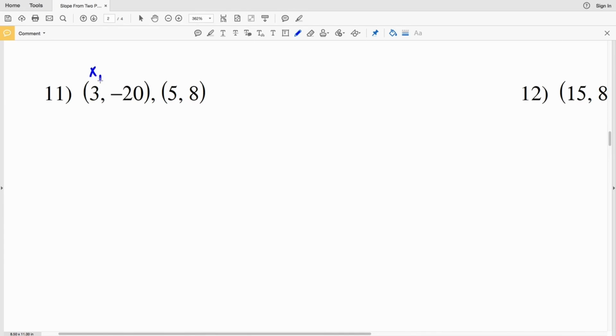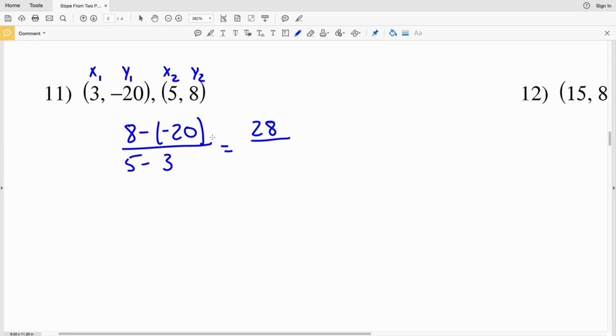Number 11, I'm going to have 8 minus a negative 20 as my y2 minus y1, and 5 minus 3 as my x2 minus x1. 8 minus a negative 20 is 8 plus 20, so that's positive 28, and that's all over 5 minus 3, which is 2. 28 divided by 2 simplifies down to 14. So the answer to number 11 is a positive 14.